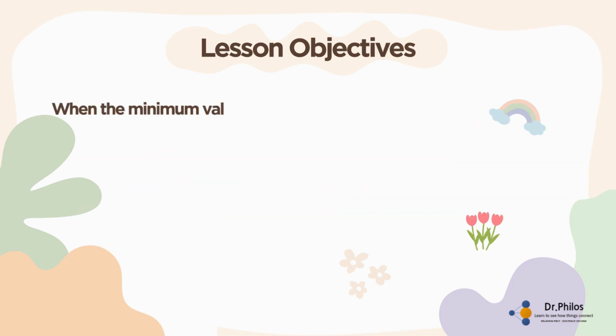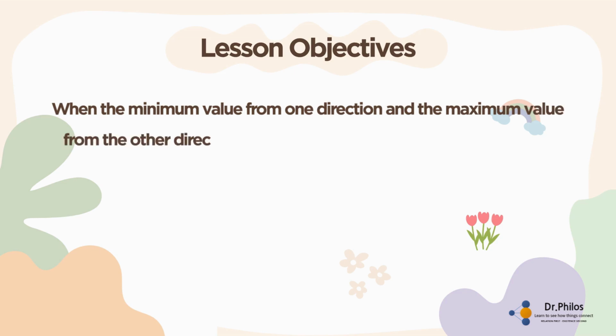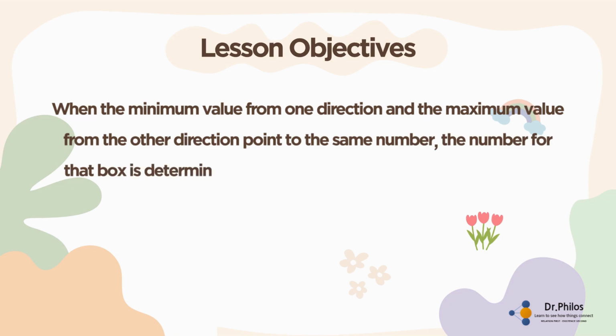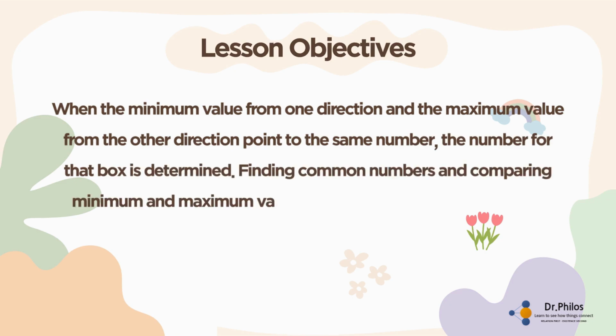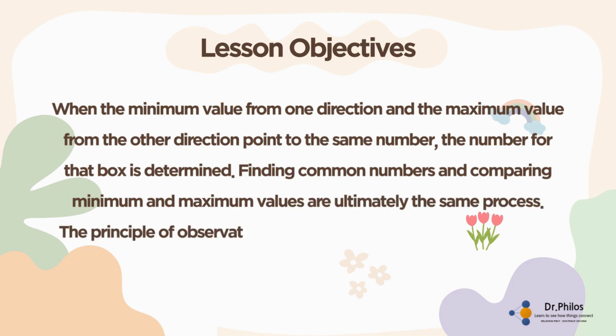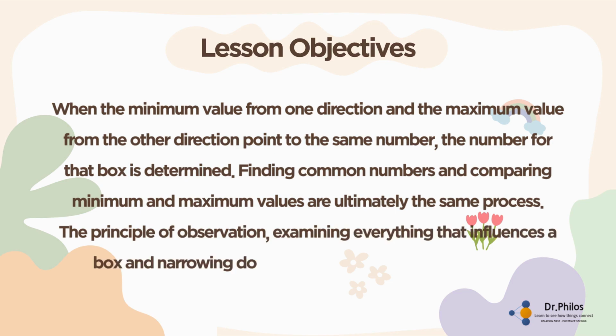When the minimum value from one direction and the maximum value from the other direction point to the same number, the number for that box is determined. Finding common numbers and comparing minimum and maximum values are ultimately the same process. The principle of observation, examining everything that influences a box and narrowing down the choices, remains unchanged.